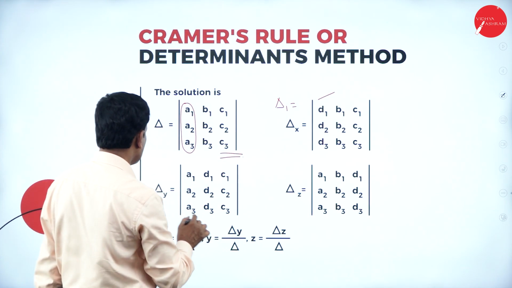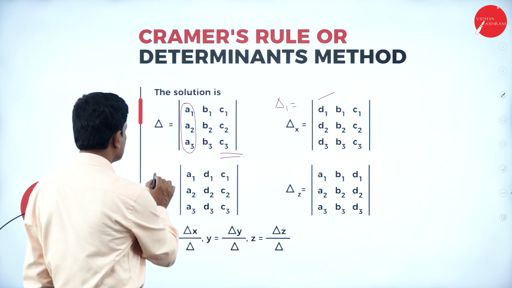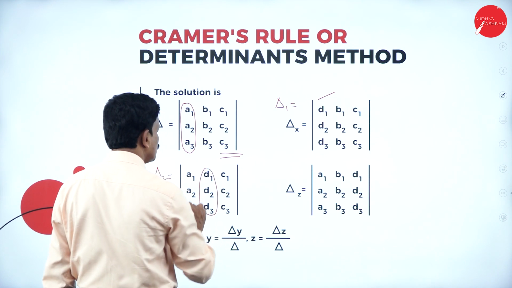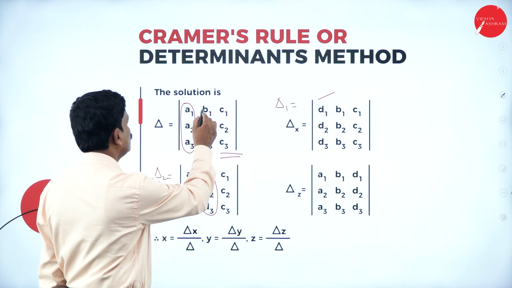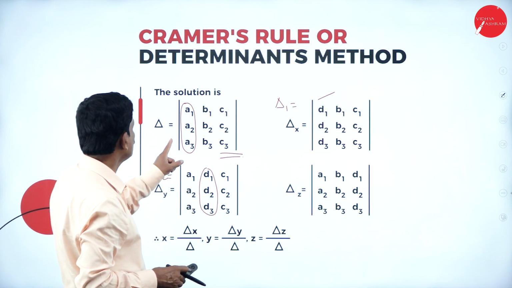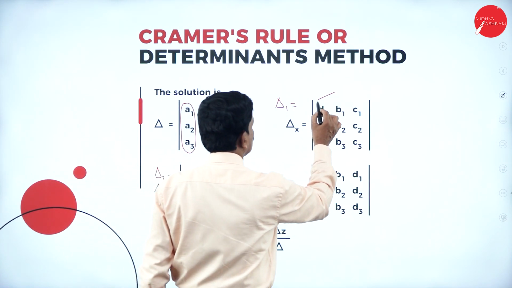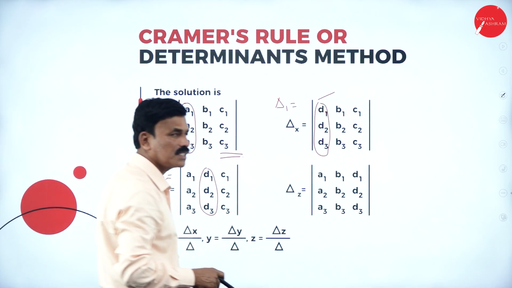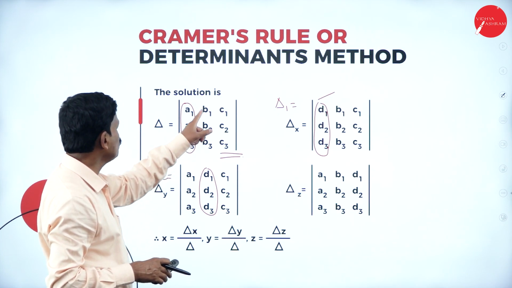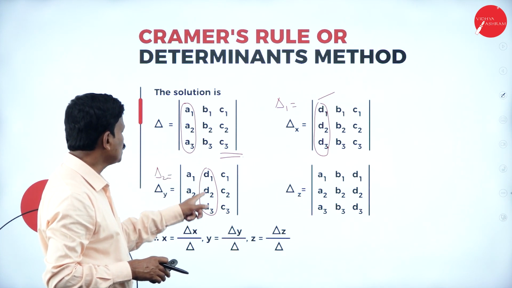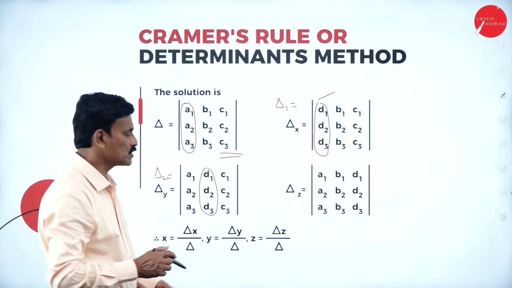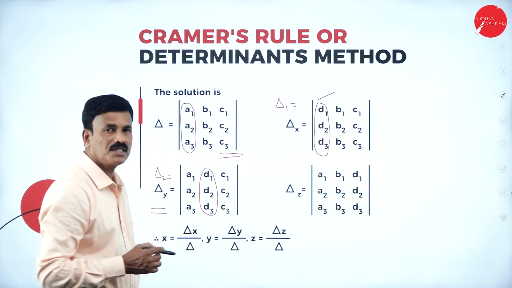Now let us come to delta y, or delta 2. Here the second column B1, B2, B3 is replaced by D1, D2 and D3. In the first one we replaced the first column with D1, D2, D3. For the second one, A1, A2, A3 stays the same, and the second column B1, B2, B3 is replaced by D1, D2 and D3. C1, C2, C3 is the same as it is. So this will give the value of delta y or delta 2.